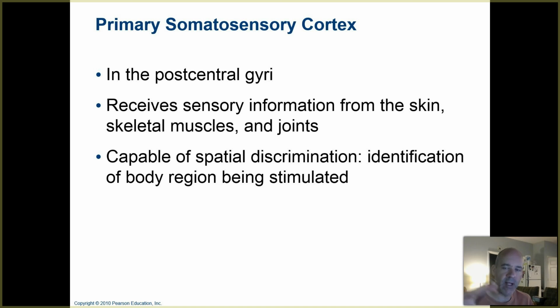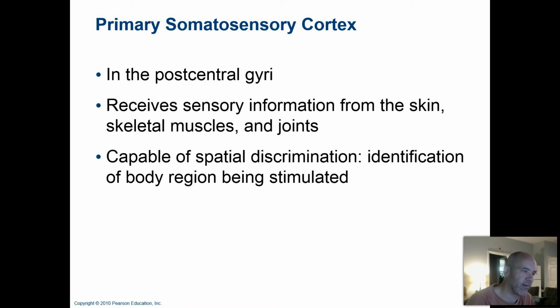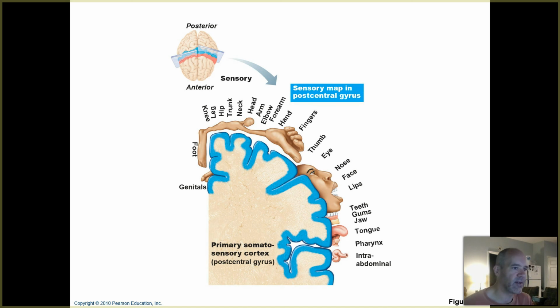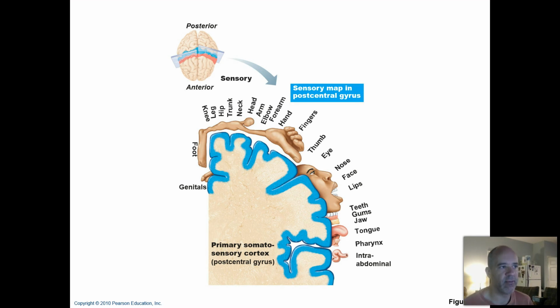Because things are laid out this way, this is why when somebody touches you on your right wrist, you know it's the right wrist that's being touched and not some other part of the body. So here's a homunculus, a road map, which is showing you the primary somatosensory cortex and where these different sensations have been mapped. Kind of like we saw with the muscle control, there are neurons up here in this area that receive sensory signals from different parts of the body.